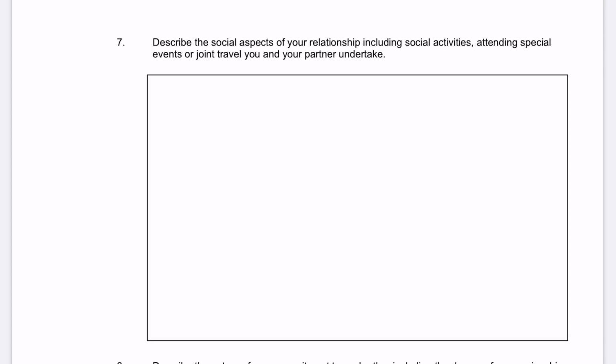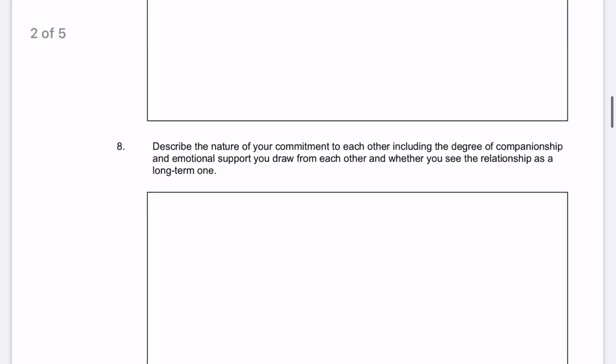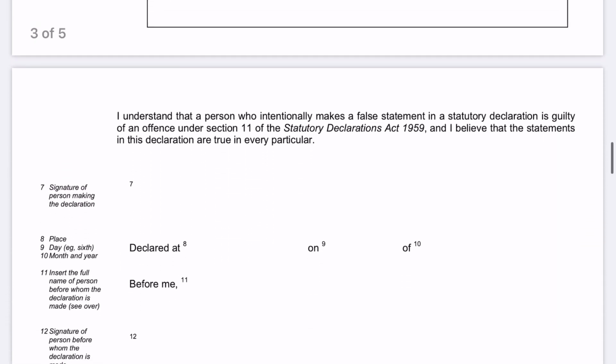And you can also include social media activities, like nowadays a lot of people on Facebook link their partners, so that also you can write over here. Nature of commitment to each other, including degree of companionship, emotional support. You have to write it very clearly because this is about long-term care.